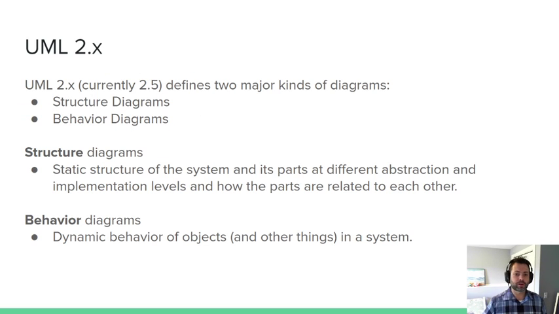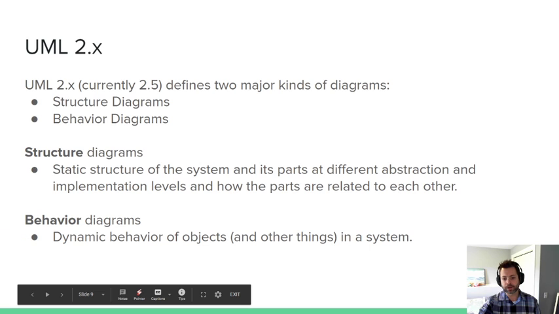We are currently at 2.5.1 in UML. You get two types. You get the structure and the behavioral diagrams. I mentioned this at the very outset, but structure is going to give you the static side of things. And when I say static, these are the things that are not changing. These are your methods and your attributes. These are your relationships between objects. Basically, you're getting pretty close to the implementation level with the structural diagram.